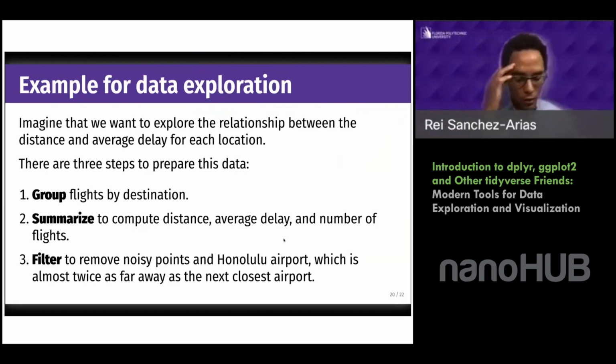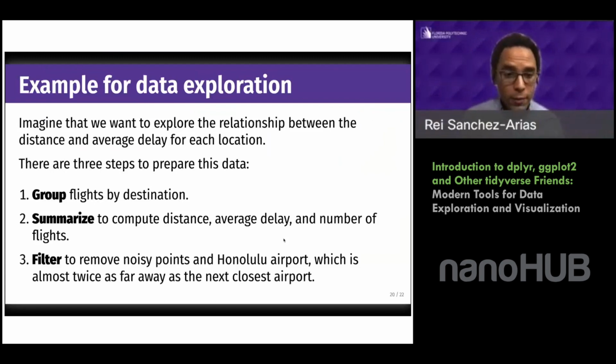You may think, okay, you just told me about all these different functions that are core functions from Dplyr. So maybe you want to group flights by destination. Maybe you want to summarize to compute the distance, let's say the average delay and the number of flights. So you have also an indicator of how many flights actually go to a particular place. And maybe you want to filter out noisy points, such as, for example, Honolulu Airport, which is almost twice as far away as the next closest airport.